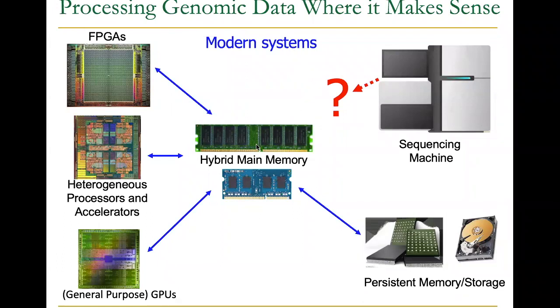Sometimes we don't need to move the data from the main memory to the processor. We can attach processing units that are specialized to do specific steps inside the memory, such that we store and compute over the data. We don't need to move the data anywhere. You can even go further by doing this processing inside the sequencing machine itself, such that you don't need to move data at all, or you reduce the data significantly.